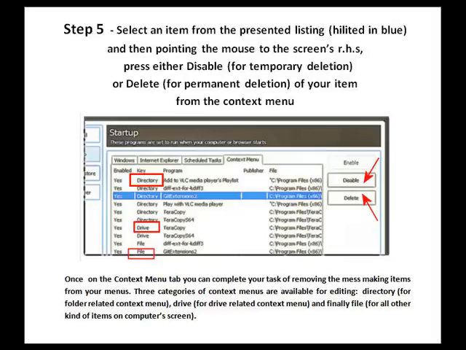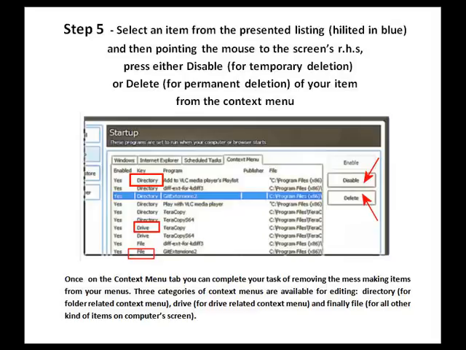Now, by selecting any of the items listed on the screen, which once selected become highlighted in blue, and then clicking the buttons on the right-hand side which are highlighted with red arrows, you either permanently, by selecting the delete button, or temporarily by selecting the disable button, will be able to delete the item from the context menus of Windows. With the disable button selected, you will of course have the option to re-enable the temporarily removed menu item back again into the Windows context menu once more.